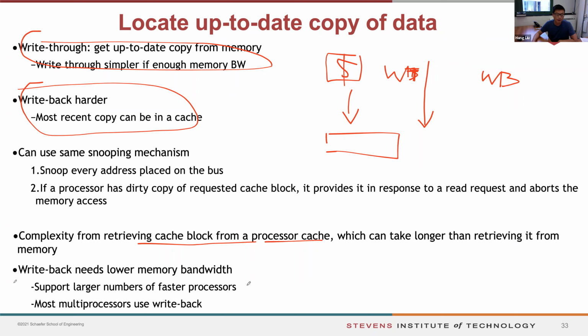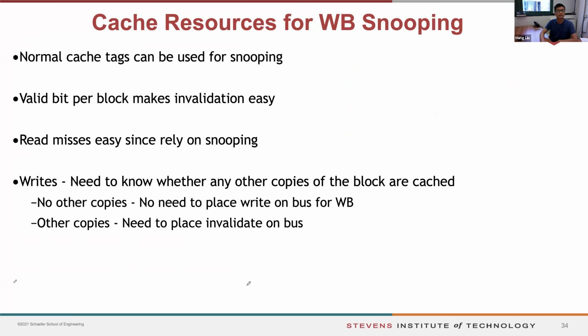Most recent multiprocessors use write back. They support a large number of faster processors. That's actually pretty straightforward. Cache resources for write back snooping: normal cache tags can be used for snooping. The valid bit per block makes invalidation easier, right? We can just set that bit or not set that bit.